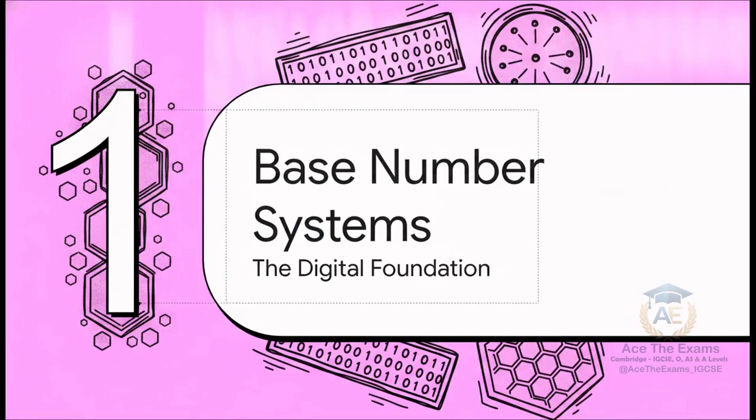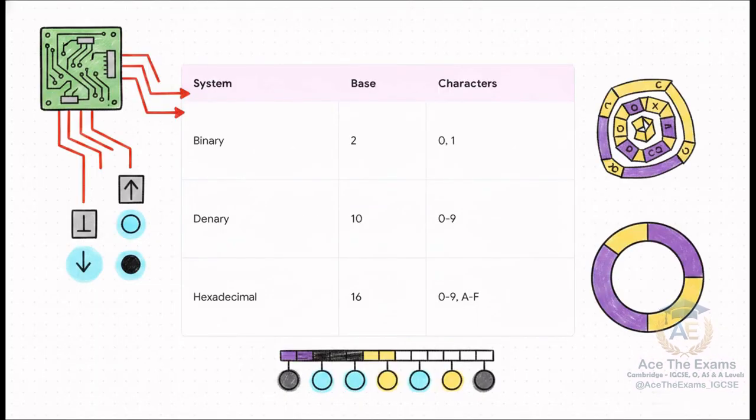Section 1. Base number systems, the digital foundation. To conquer this exam, you must understand computing at its bedrock. Every single complex system fundamentally relies on binary. Why? Because those ones and zeros perfectly correspond to the physical on and off electrical states within a computer's hardware. Now, look at this table. You see binary is base 2, denary is base 10, and hexadecimal is base 16.